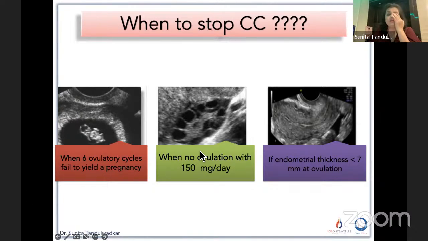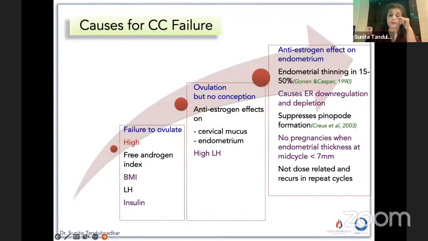Or you can stop when there is no ovulation, even with a 150 milligram dose. Or the endometrium is thin, can you see that? This is 3 millimeter, 4 millimeter, such a thin lining. Even if you have ovulated, she may not get implantation because of the poor deciduum. So you have to stop. That is what, again, I'm summarizing.